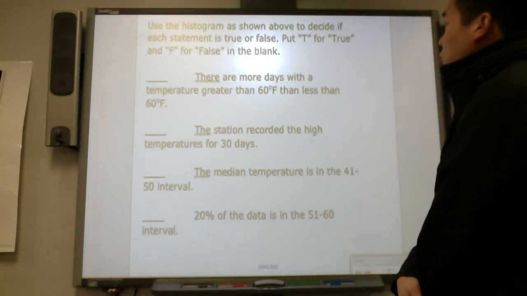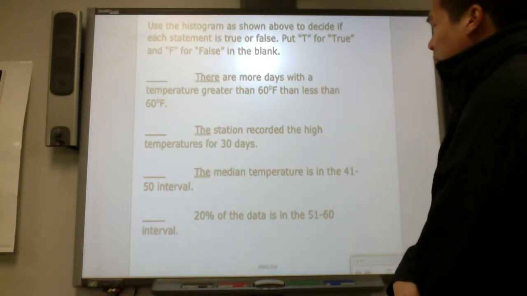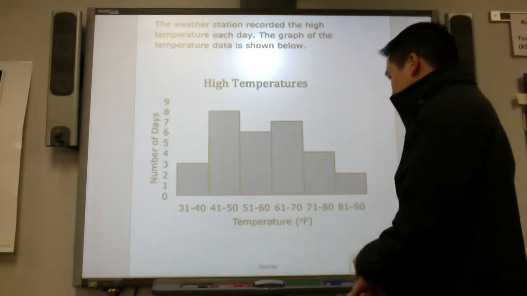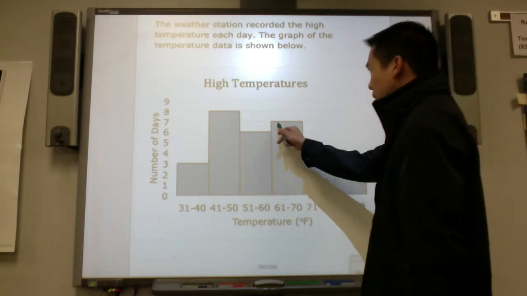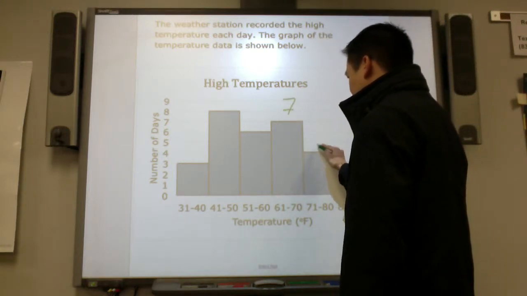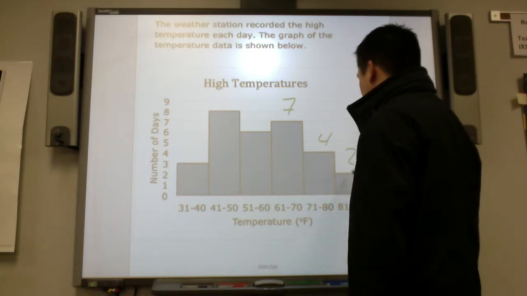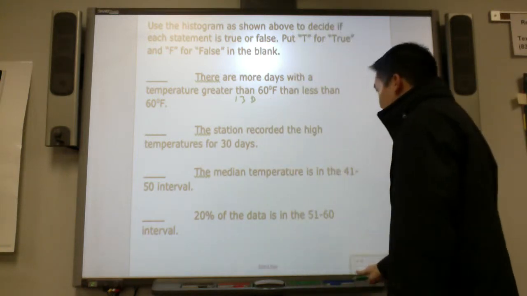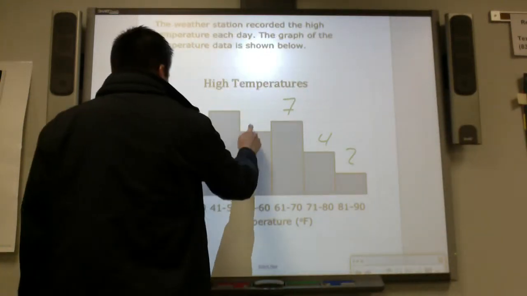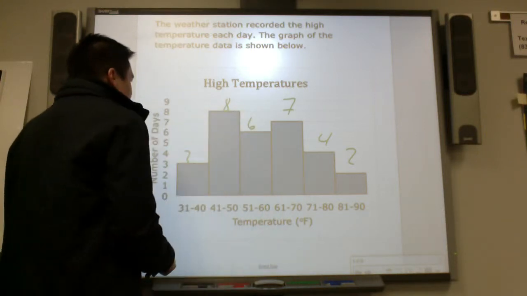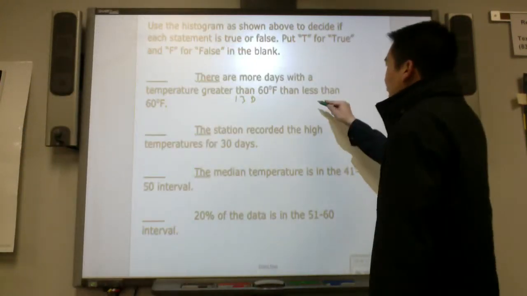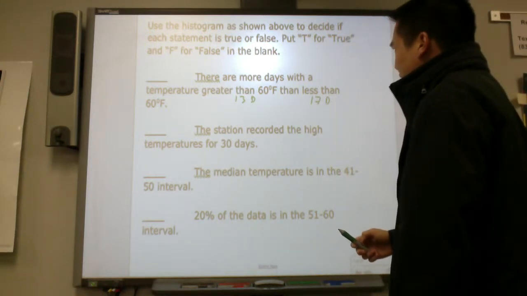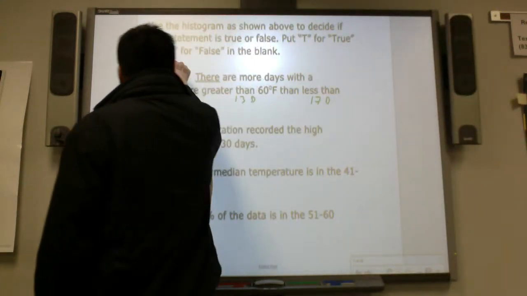Use the histogram shown below to decide if it's true or false. There are more days with a temperature greater than 60 than less than 60. So let's go ahead. Greater than 60. We have 7, we have 4, we have 2. That's 13 days greater than 60. How many days are less than 60? We have 6, 8, 3. That's 14, 15, 16, 17. There are more days less than 60, 17 days, than greater than 60, 13 days. False. It's the other way around.